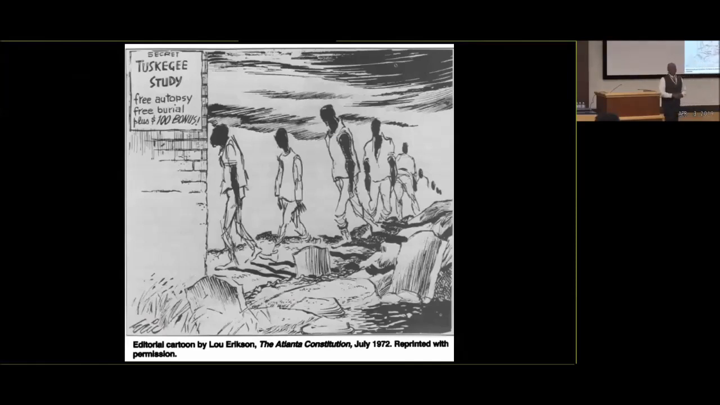So when this editorial cartoon appeared, and these men were illiterate, they were sharecroppers, farmers, it says, secret Tuskegee study. It was never a secret. It was never a secret. It was published in the journals. You can find articles now in major journals, 20-year retrospective of untreated syphilis in the Negro male. It was never a secret.